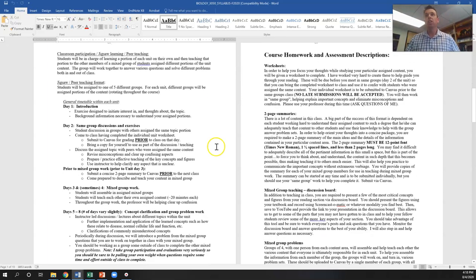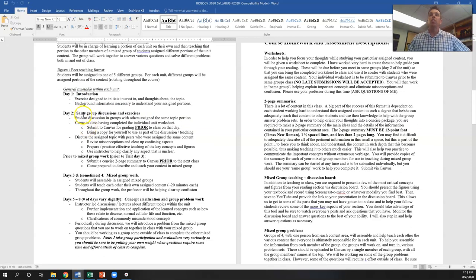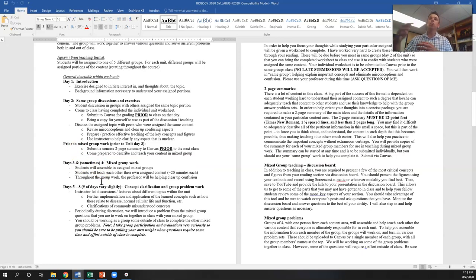So essentially, for each of those units, you've got an introduction day, then you've got a day where you're going to meet with the same group. These are people that had the same portion as you, and that way you can help clarify misconceptions and things you struggled with each other. Then there are 2 days of mixed group work, and this is where you're going to teach each other. All right, and a couple of things along the way.